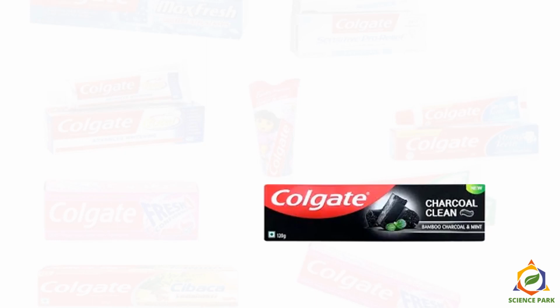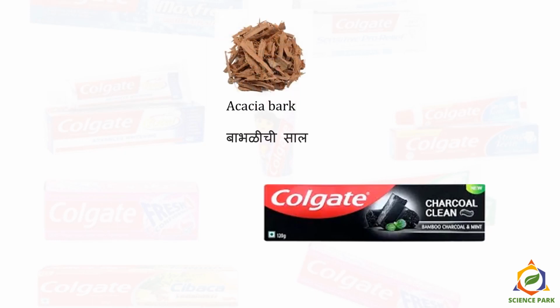Nowadays we all use Colgate, right? And they really advertise a lot about charcoal in Colgate, or charcoal in toothpaste, which cleans your teeth. But do you know, from like 1000 to 1200 years back, Indians have been using acacia bark. It's a very common tree in India. In Marathi we call it babri. And we use the bark of that to clean our teeth.